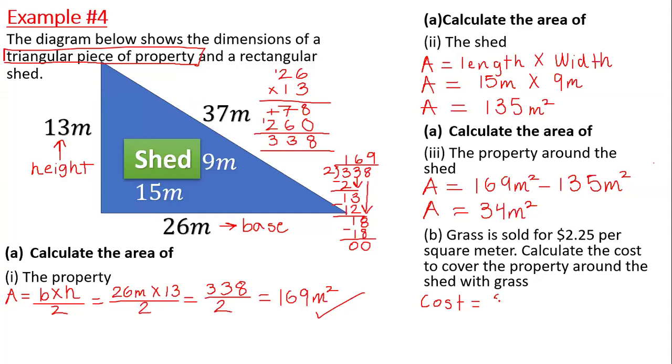$2.25 multiplied by... I thought it was 34. Yes, 34. Okay, I said 35, sorry, by 34. So 2.25 multiplied by 34. That'll give us what?